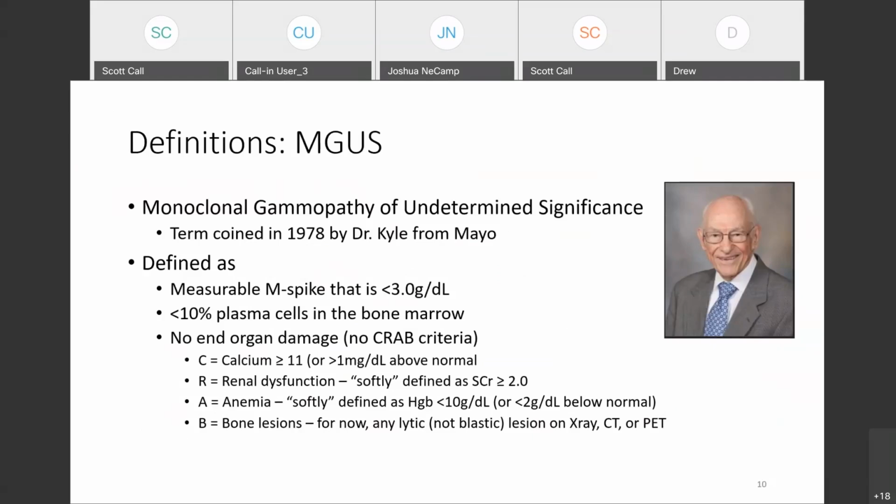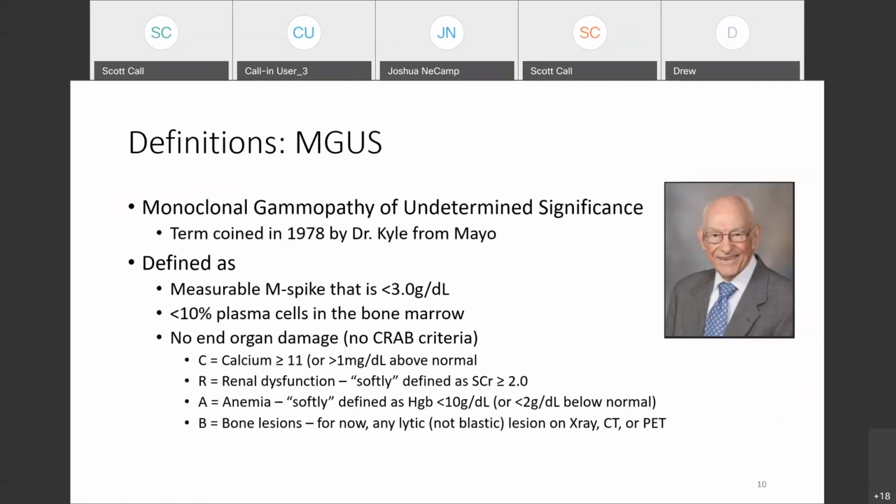Now, kind of talking about this progression though, talk a little bit about MGUS and then a little bit about smoldering myeloma and then the actual active myeloma. So MGUS stands for monoclonal gammopathy of undetermined significance. That term was coined by the guy you see a picture of, Dr. Kyle from Mayo. And even now, probably, most of the multiple myeloma papers that you would read have Dr. Kyle's name on them somewhere as being involved. So he's done a lot of work in myeloma.